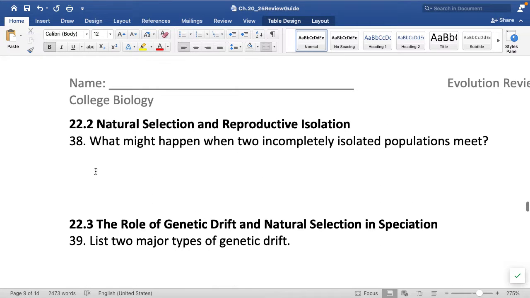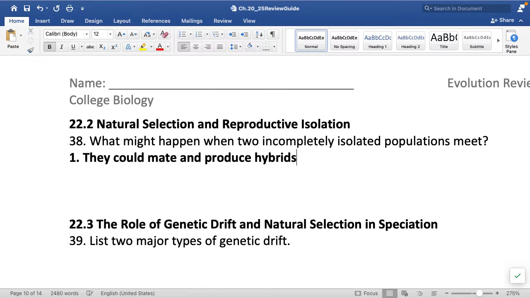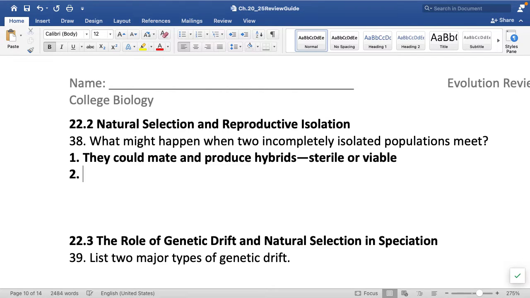Okay, 38. What might happen when two completely isolated populations meet? They could mate or they couldn't. They could mate and produce hybrids. And those hybrids could be sterile or they could be viable. Or they just might not mate at all.